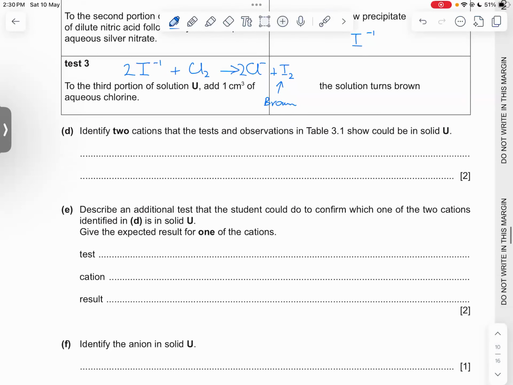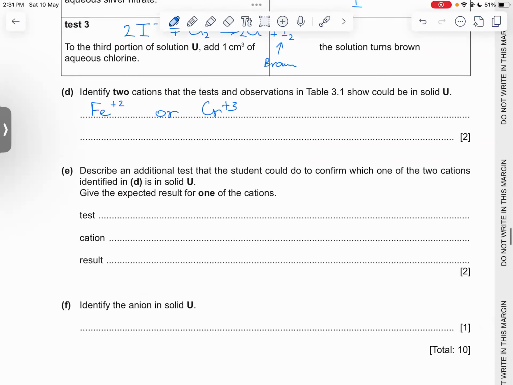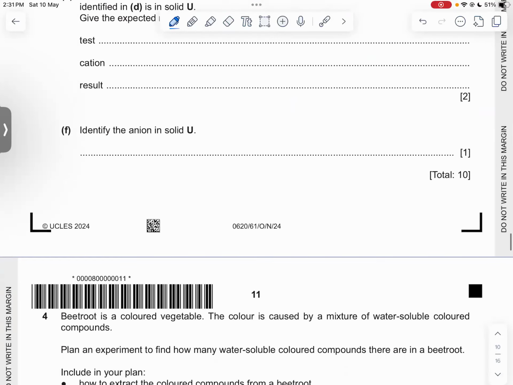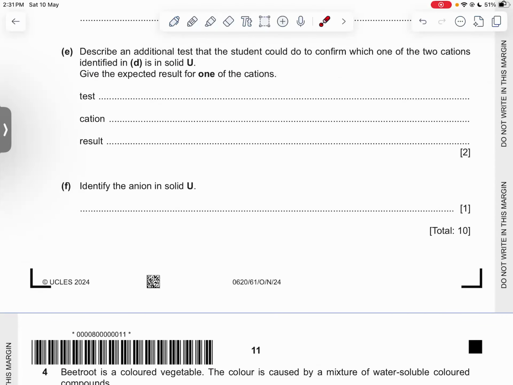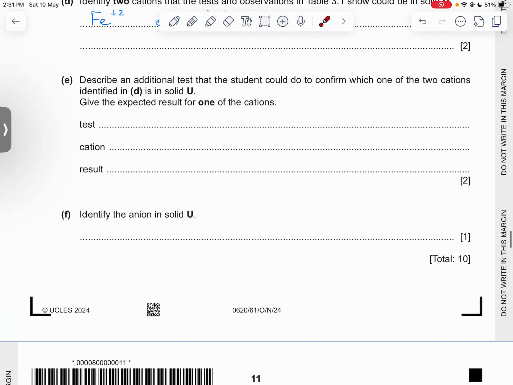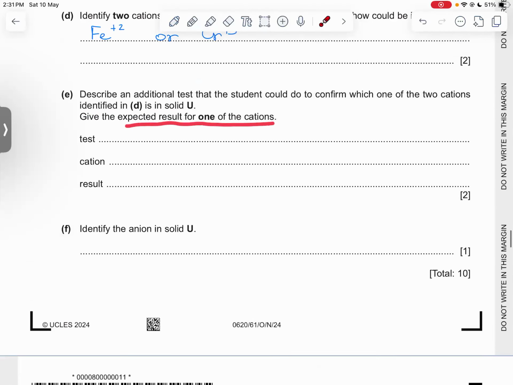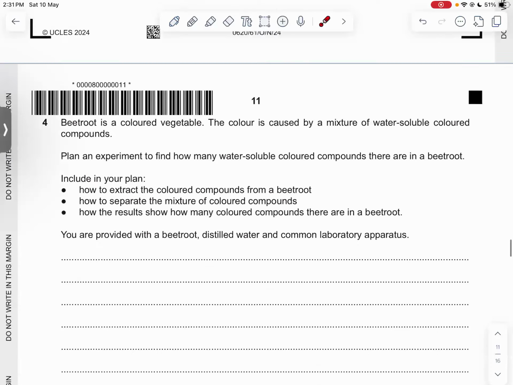Okay. Next, identify two cations. So the two cations are Fe2+ or Cr3+. These are the two cations that must be present, right? We've already discussed. Next question is: describe an additional test that the student could do to confirm which one of the two cations identified in T is in solid U. Give the expected result for one of the cations. So what could we do?